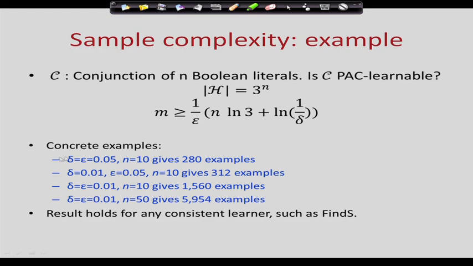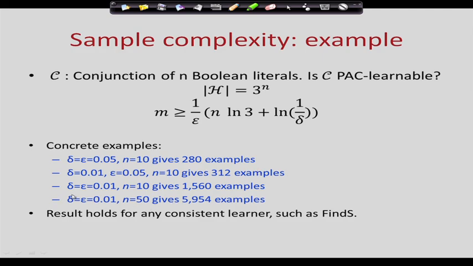Now, we can put values for epsilon and delta, and given the number of features, we can find out the value of m, and these are some of the values that I have worked out. If epsilon and delta are both 0.05, then if you have 10 features, you require 280 examples. If n is 10, epsilon is 0.05, delta is 0.01, then you require 312 examples.